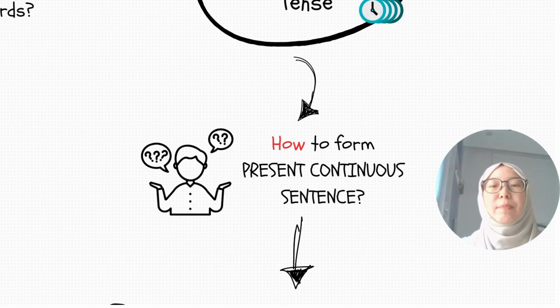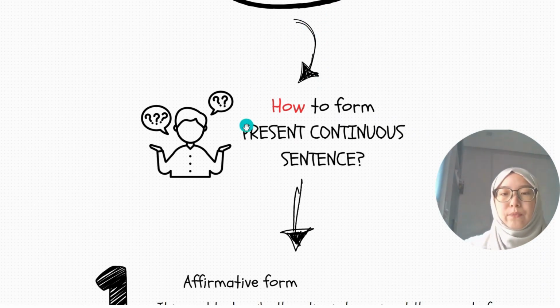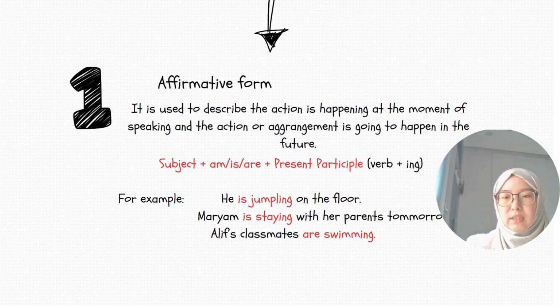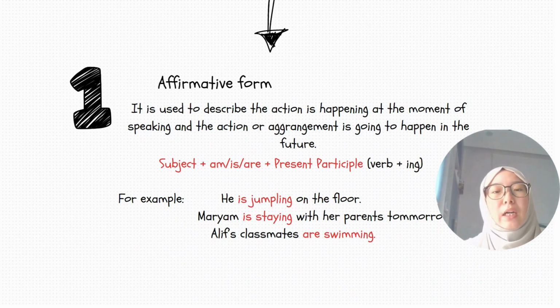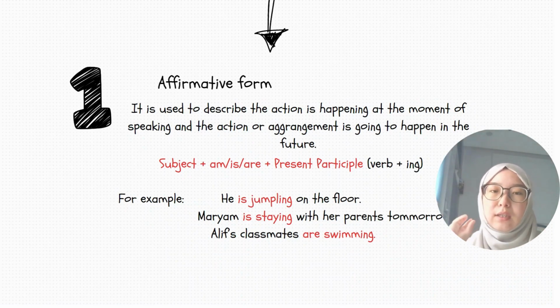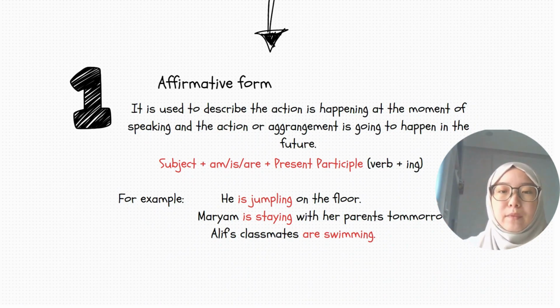She isn't jumping on the floor. She isn't jumping on the floor right now. Maybe she's sleeping or whatever. His cat isn't living with his parents tomorrow. How's tomorrow? Maybe the cat is going to live there the day after tomorrow, right? Alif's classmates aren't swimming. Alif's classmates are playing soccer. Who knows, right? So those sentences represent the negative meaning.